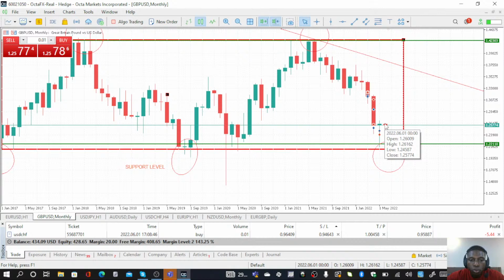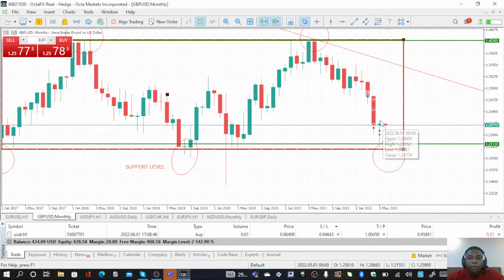Don't forget this is a monthly time frame, which shows that this previous bullish pin bar was formed in the month of May, which is last month. Now the current bullish pin bar is being formed in the month of June, which is the new month we have entered, and today is just 2nd of June. This shows a bullish indication.